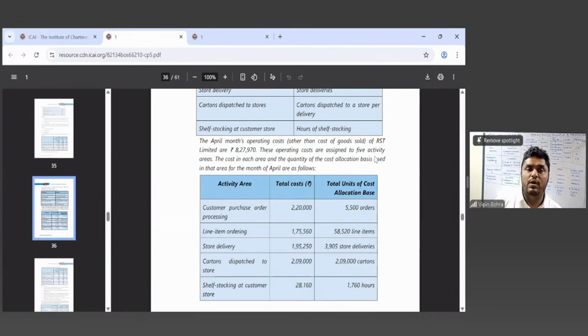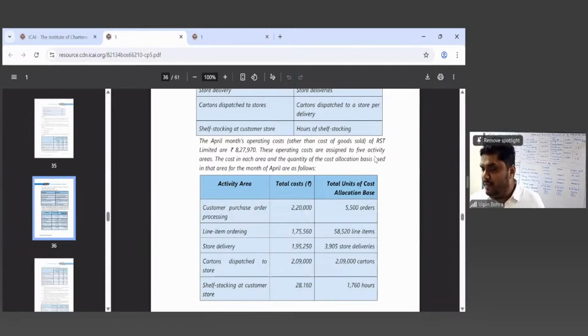So the amount of the overheads is also given for a particular activity. And when talking about the units, they are also given straight away. So activity is given, amount is given, the cost driver is given. See, here the activity is given, the amount is given, the cost driver is given, the units are given. So straight away we have to calculate the absorption rate.